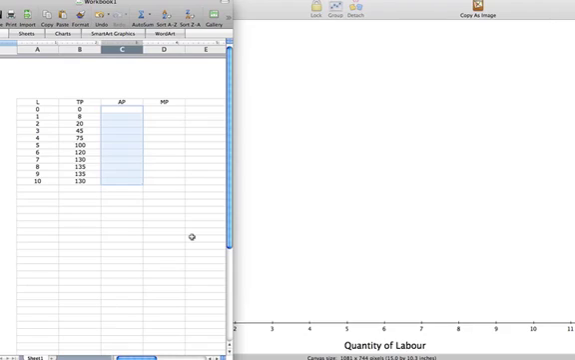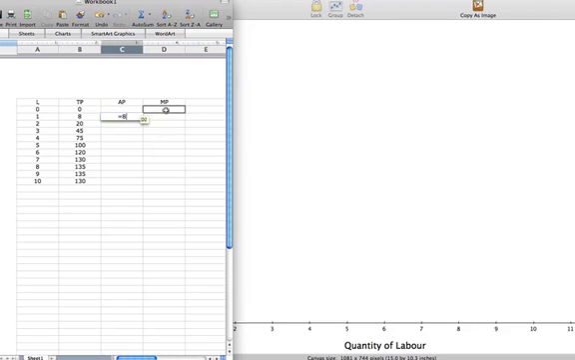To calculate average product, we take total product and divide it by labor. This will tell us how much the typical worker produces. So we skip the first scenario where we have 0 workers and 0 total product. We can calculate average product when we have 1 worker and 8 units produced.